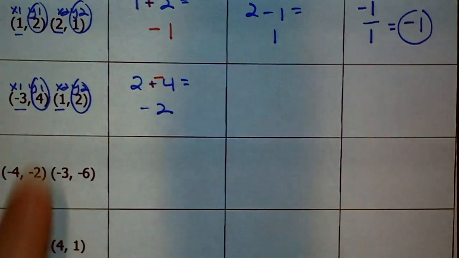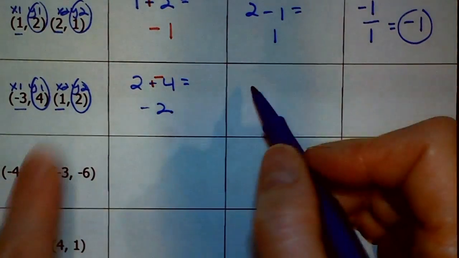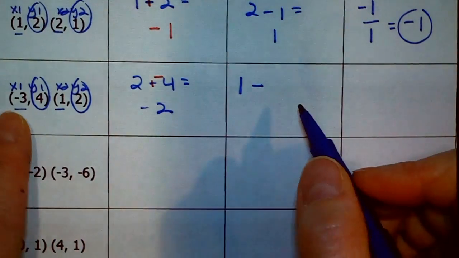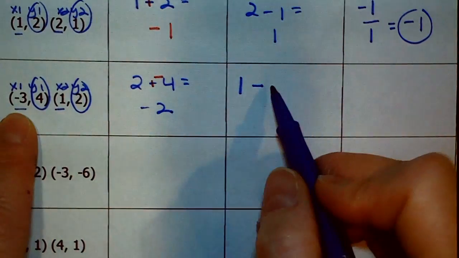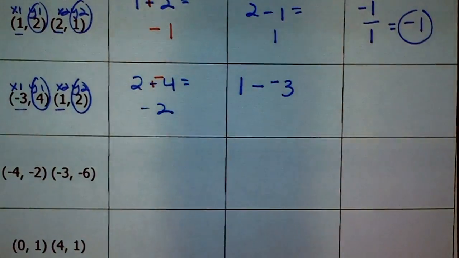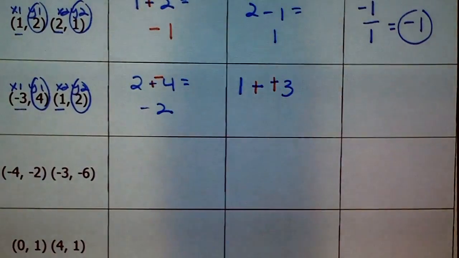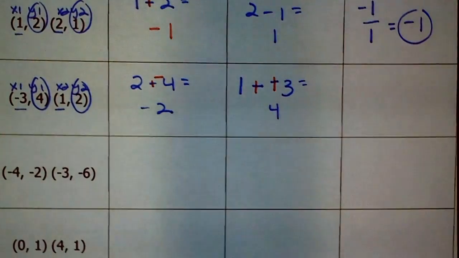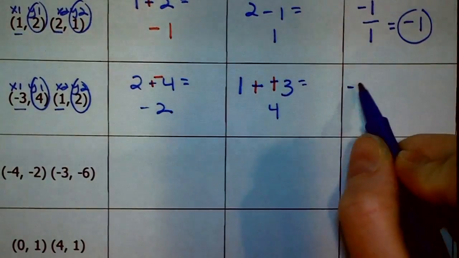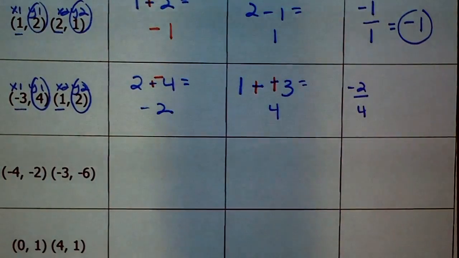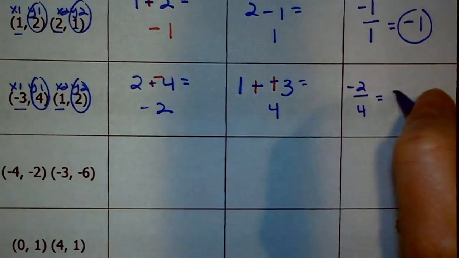When I subtract my x's, and this is what I was talking about with the negatives, x2 is 1, and I'm supposed to subtract x1. x1 is negative 3, so I am subtracting a negative 3. Keep, change that, and 1 minus negative 3 gives you 4. So the rise, negative 2 over the run, 4 is what we get. I, of course, want that simplified, so I'm going to write negative 1/2.